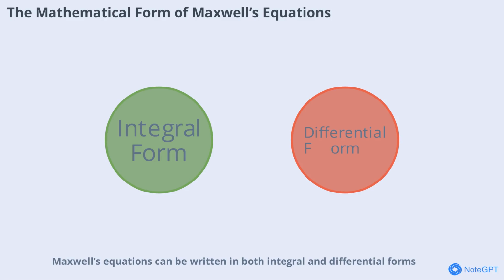Maxwell's equations can be written in both integral and differential forms. The integral form relates to the total effect over a surface or loop, while the differential form describes the behavior at a single point. Both forms are used in physics and engineering to solve real-world problems. Understanding the math behind the equations helps us apply them to complex situations, from designing circuits to modeling electromagnetic waves.